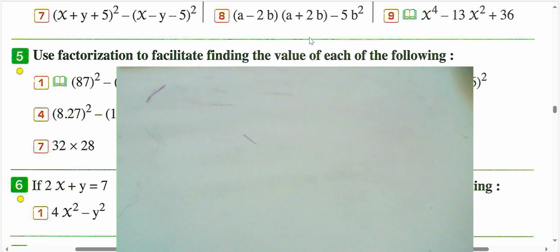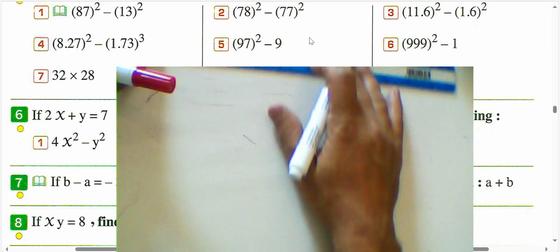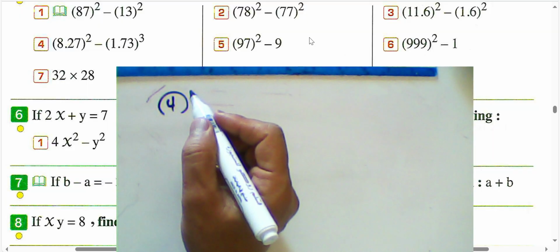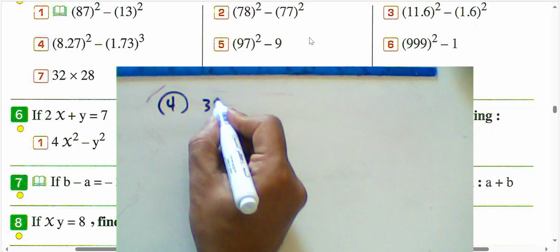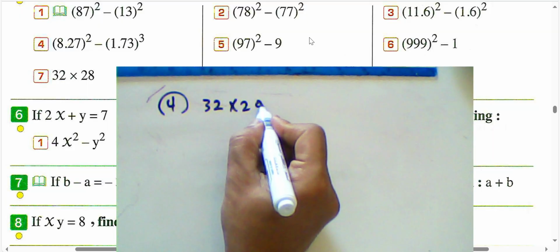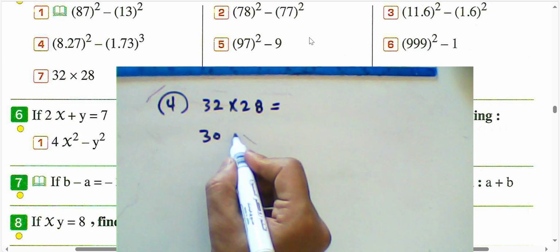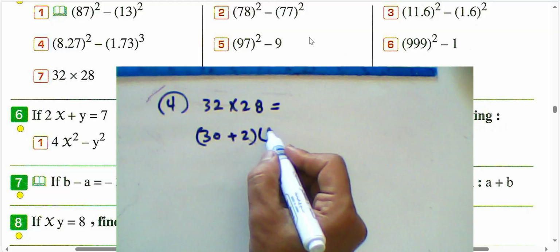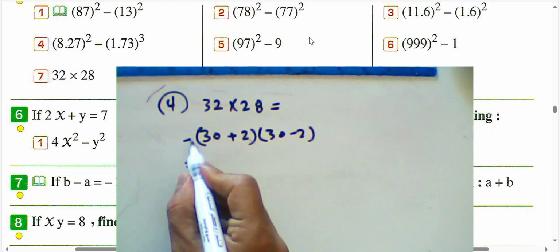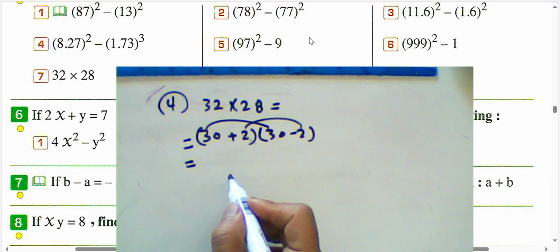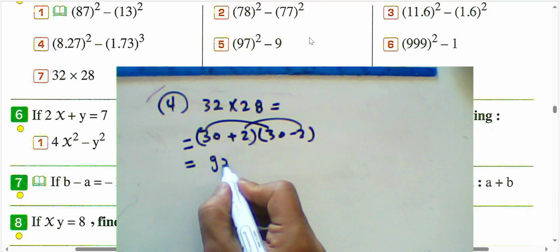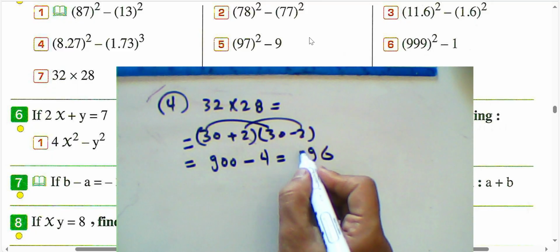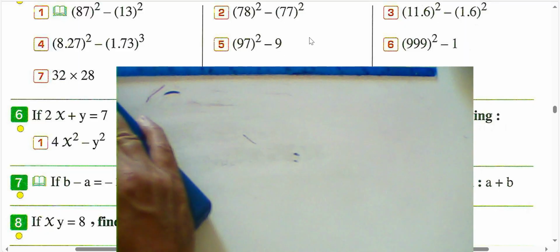Next question, number 4. We have 32 product by 28. We know 32 equals 30 plus 2 and 28 equals 30 minus 2. And then we can multiply first by first and second by second. 30 times 30 equals 900, subtract by 2 times 2, 4. 10 minus 4 equals 6, and then write 9 and write 8. The result will be 896.